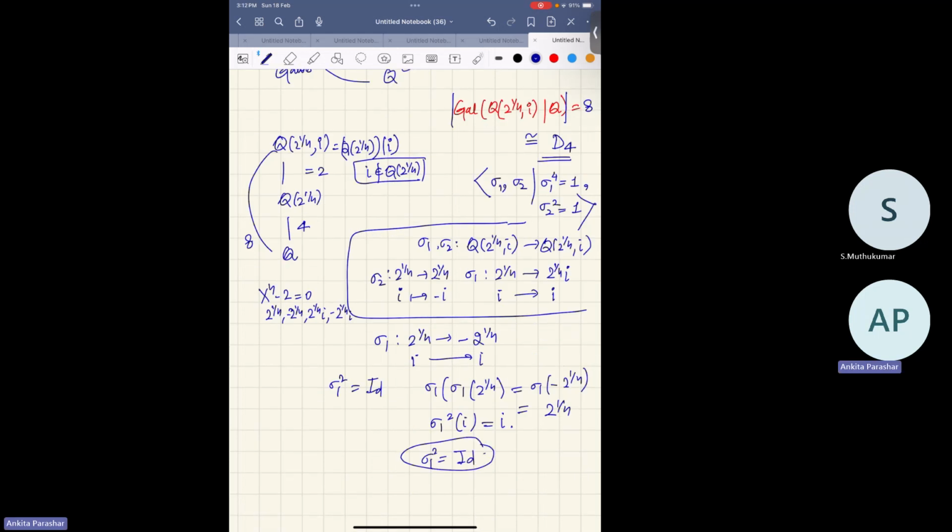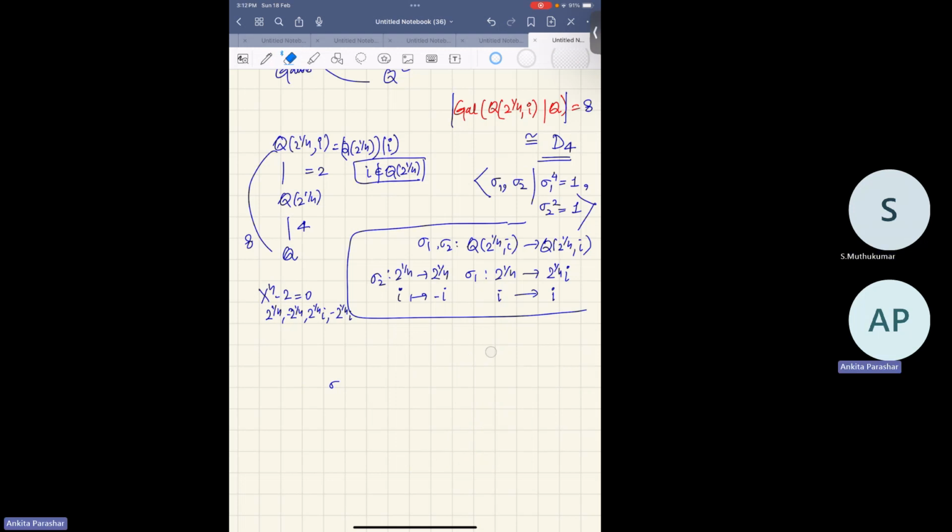But we want order 4, right? The generators of D4 are of order 4 and order 2. So I cannot take this i, but I have to take minus i. I think it's clear. You can also take minus i, that's equally the same. Right. So these are the two which will generate my group D4.